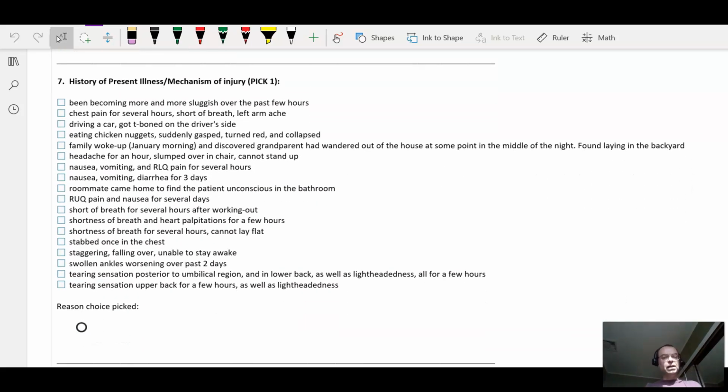So, for example, somebody with right lower quadrant pain and nausea for several days fits into the appendicitis picture. Versus down here, swollen ankles worsening over the past two days. Boom, that's pointing towards right-sided CHF, right-sided congestive heart failure. Tearing sensation, if it's in the umbilical region, probably an AAA. Tearing sensation in the upper back and the thoracic region, probably a dissecting thoracic aneurysm. And all of these are connected.